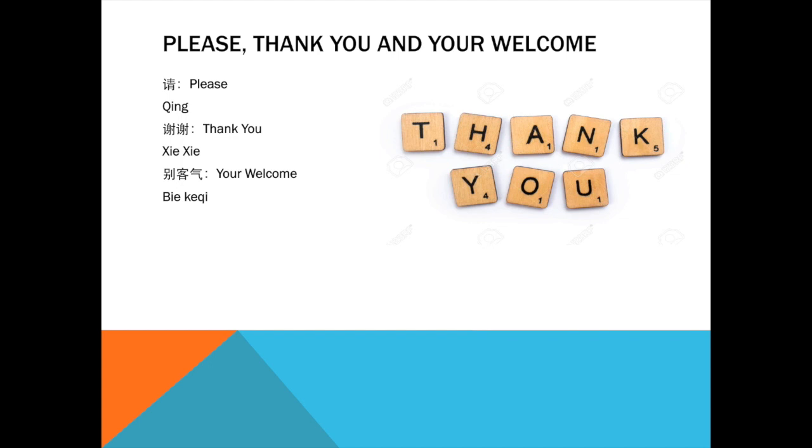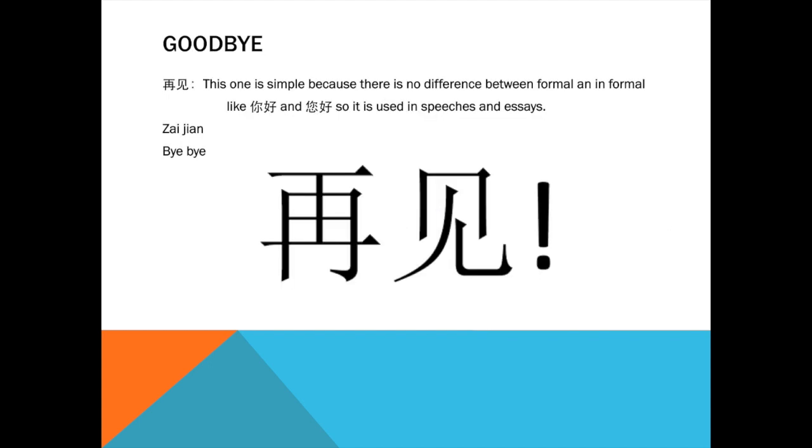Now, to say you're welcome in Mandarin, you would say 百客吃, 百客吃. Try to say 百客吃 5 times, and if you need to, pause the video and practice more.